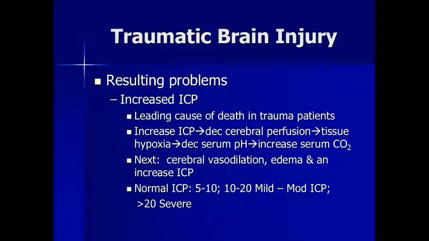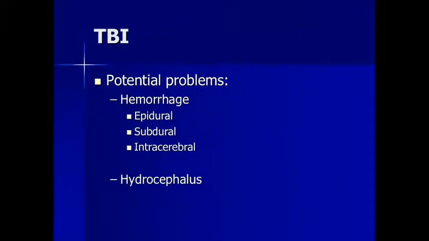Early symptoms are usually changes in level of consciousness, pupillary changes within the eye itself, weakness on one side or extremity, and a constant headache that increases in intensity with movement. Other potential problems that can occur are hemorrhage. This usually occurs from vessel damage.